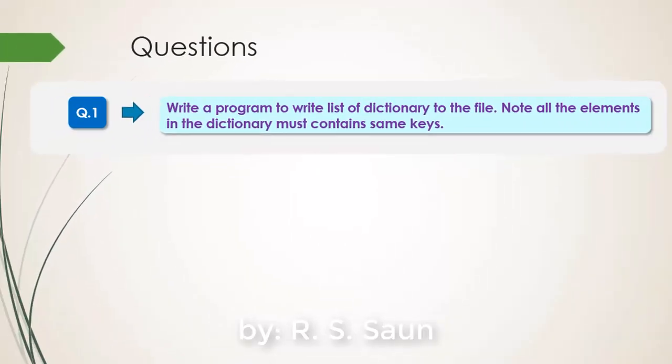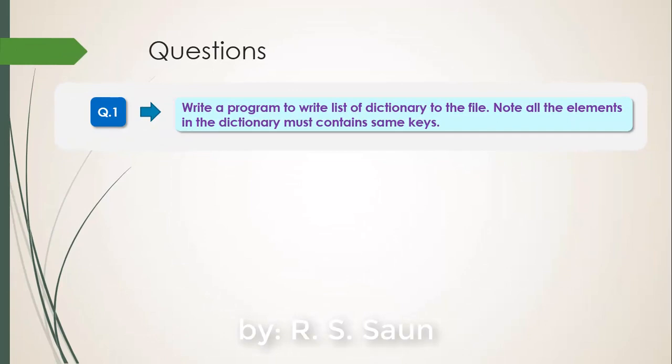My first question is, write a program to write a list of dictionaries to the file. Note all the elements in the dictionary must contain the same keys, so that you can make keys as columns. Now you have to take care that when you are writing a dictionary, you have to extract all the values from the keys and insert them in a particular column, right? This can be done by using the writedict method, but we will talk about it in the next topic.